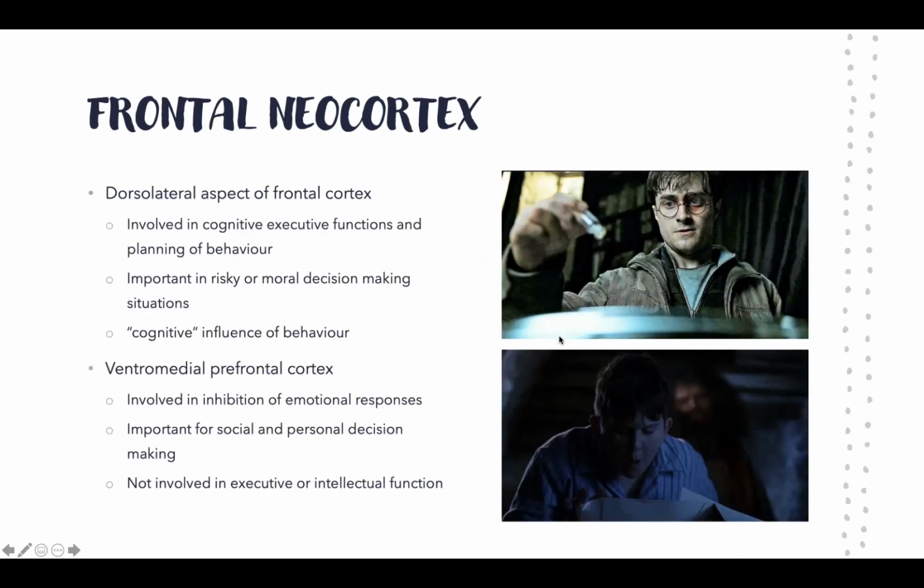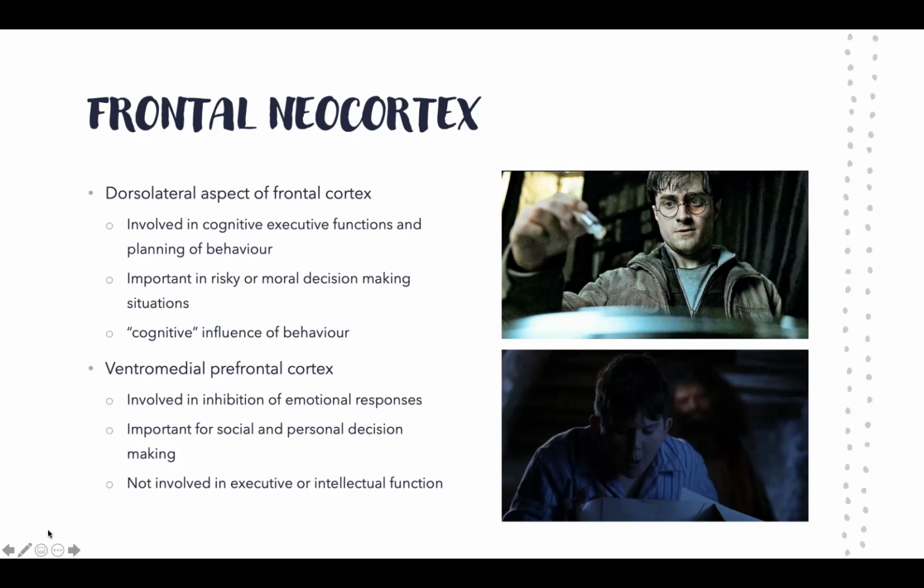So let's talk about the dorsolateral aspect of the frontal cortex. This is involved in cognitive executive functions, and also planning a behavior. And it's very important in our risky or moral decision-making situations. So it's our cognitive influence of behavior. An example in Harry Potter, in the last movie, is where he finally realizes that he's a Horcrux and he needs to sacrifice himself in a way to save humanity. This is a very large moral and risky decision that he's made. And therefore, this aspect of the cortex is going to be quite active and involved in this process.